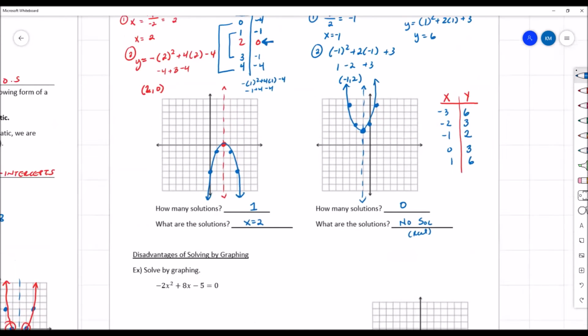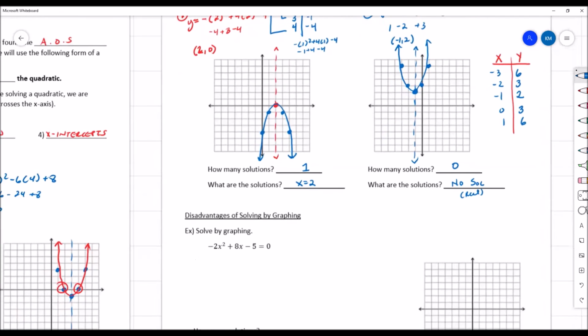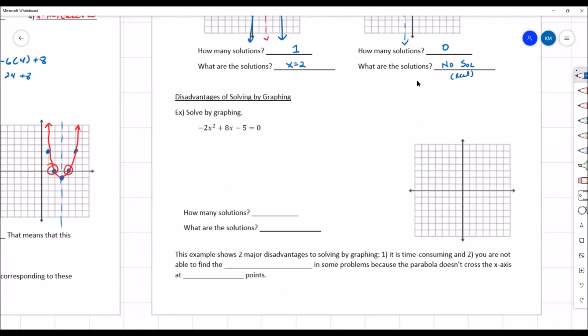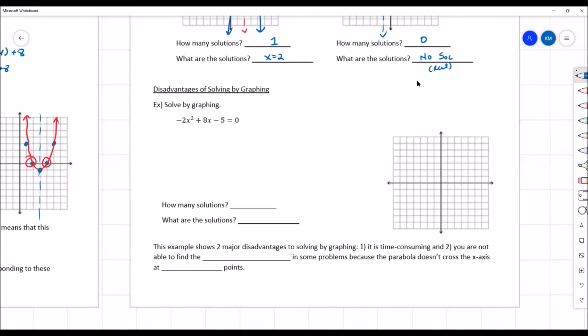So we see our 3 possibilities really here on the screen. We could have 2 solutions. We could have 1 solution. We could have 0 solutions. Let's talk about why we need to learn some more ways to solve quadratics. Here's the disadvantage of solving by graphing.